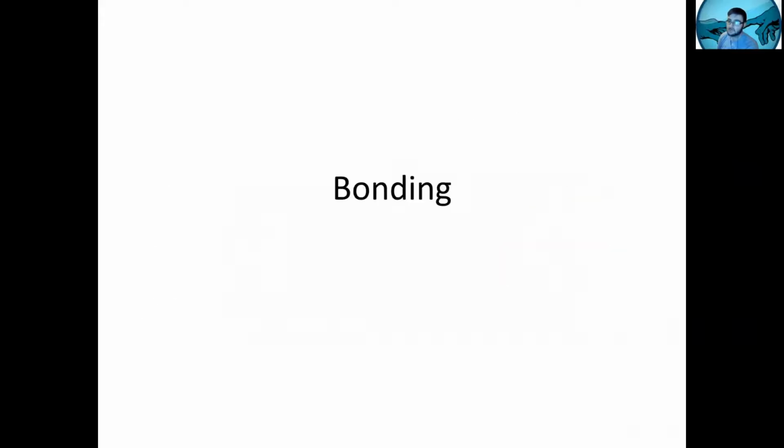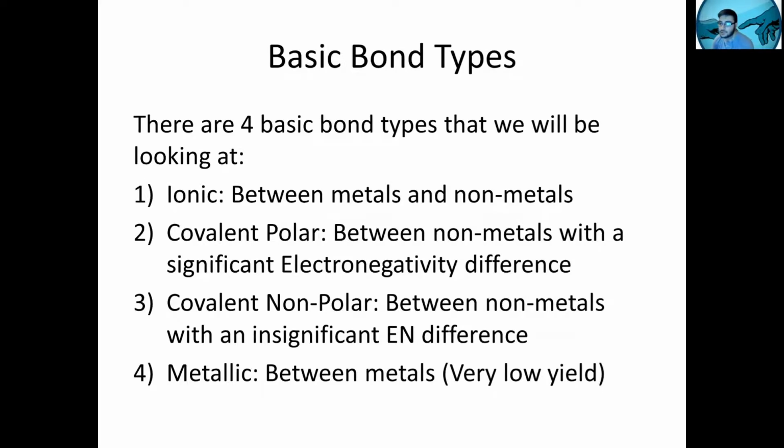Very easy, very simple. Okay, moving on to bonding. So basic bond types, there are 4 basic bond types that we'll be looking at. There's ionic bonding between metals and nonmetals, covalent polar bonding between nonmetals with a significant electronegativity difference, covalent nonpolar bonds between nonmetals with an insignificant electronegativity difference, and metallic between metals. We're not really covering metallic bonding that much because it pretty much never shows up, but I just wanted to mention it's one of the basic types of bonds, but the first 3 are really what we're covering.